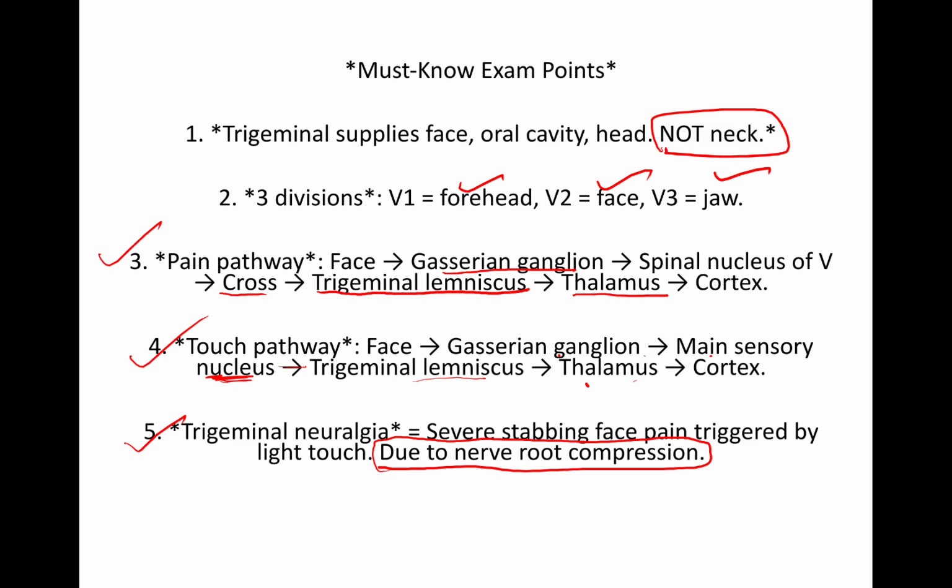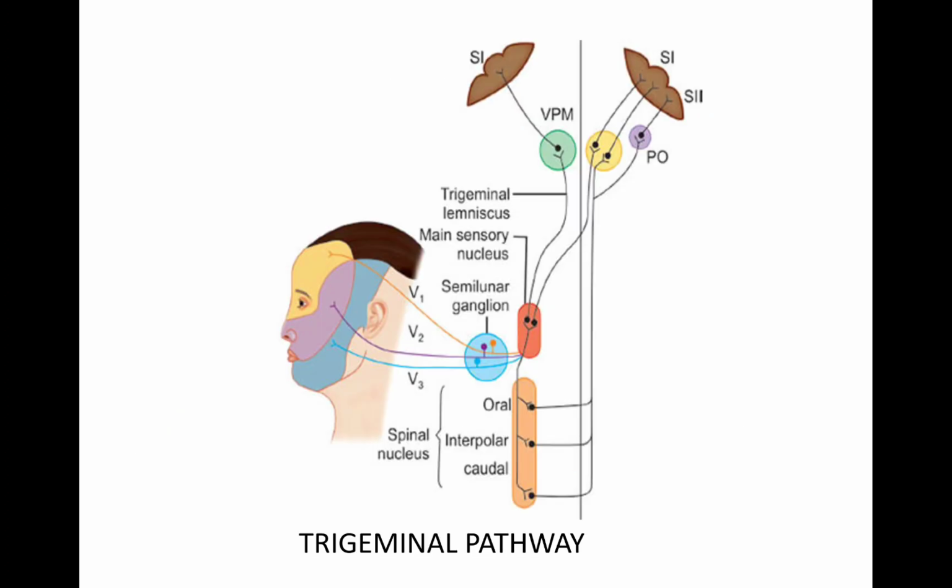Trigeminal nerve V equals face pain, touch and chewing nerve. Right? Now here we are for the trigeminal pathway diagram. So this diagram shows how sensations from your face reach the brain through the trigeminal nerve, that is the cranial nerve 5.